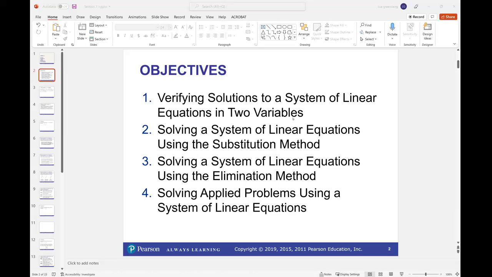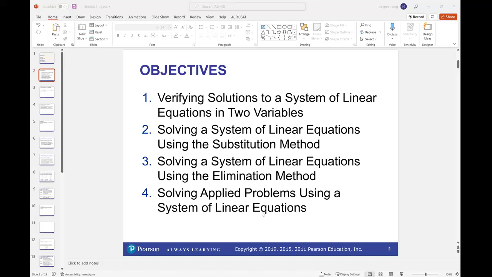So first we're going to learn how to verify that something is true. Then we're going to learn how to solve using substitution. Also, we're going to learn to solve using elimination. And then we're going to apply that to some word problems to see how that works. Okay.